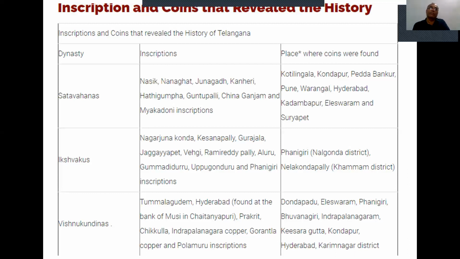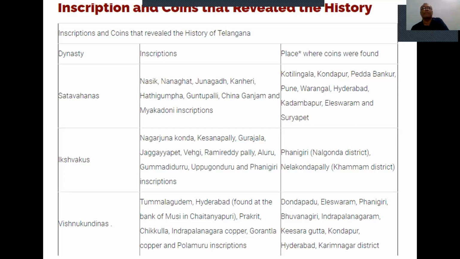If you happen to visit Nagarjuna Konda, you can find evidence that they had overseas trade contacts also, where you have some Greek coins available in a golden casket at Nagarjuna Konda, which speaks of the extensive trade and commerce that the Ikshvakus had during that period. So this is the next important dynasty that we are going to examine. And the places where coins were found are Panigiri in Nalgonda district and Nelakondapalli in Khammam district.